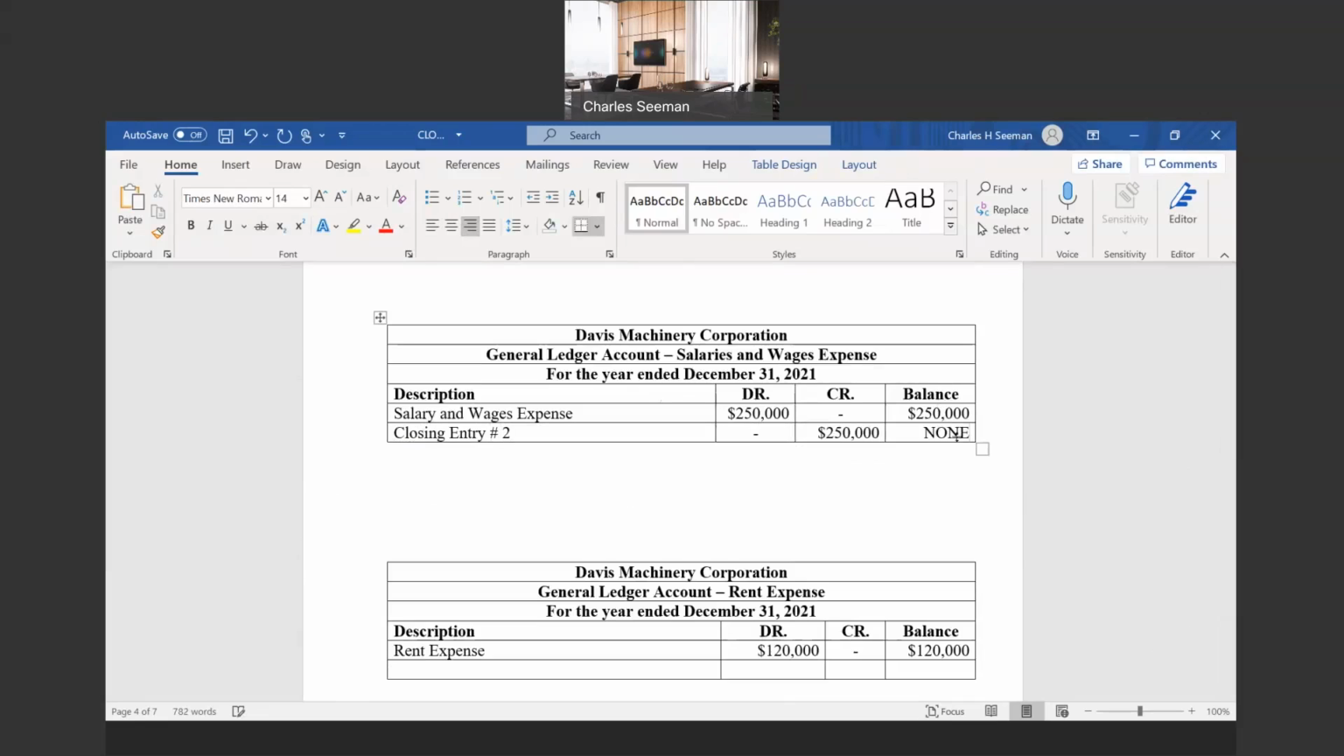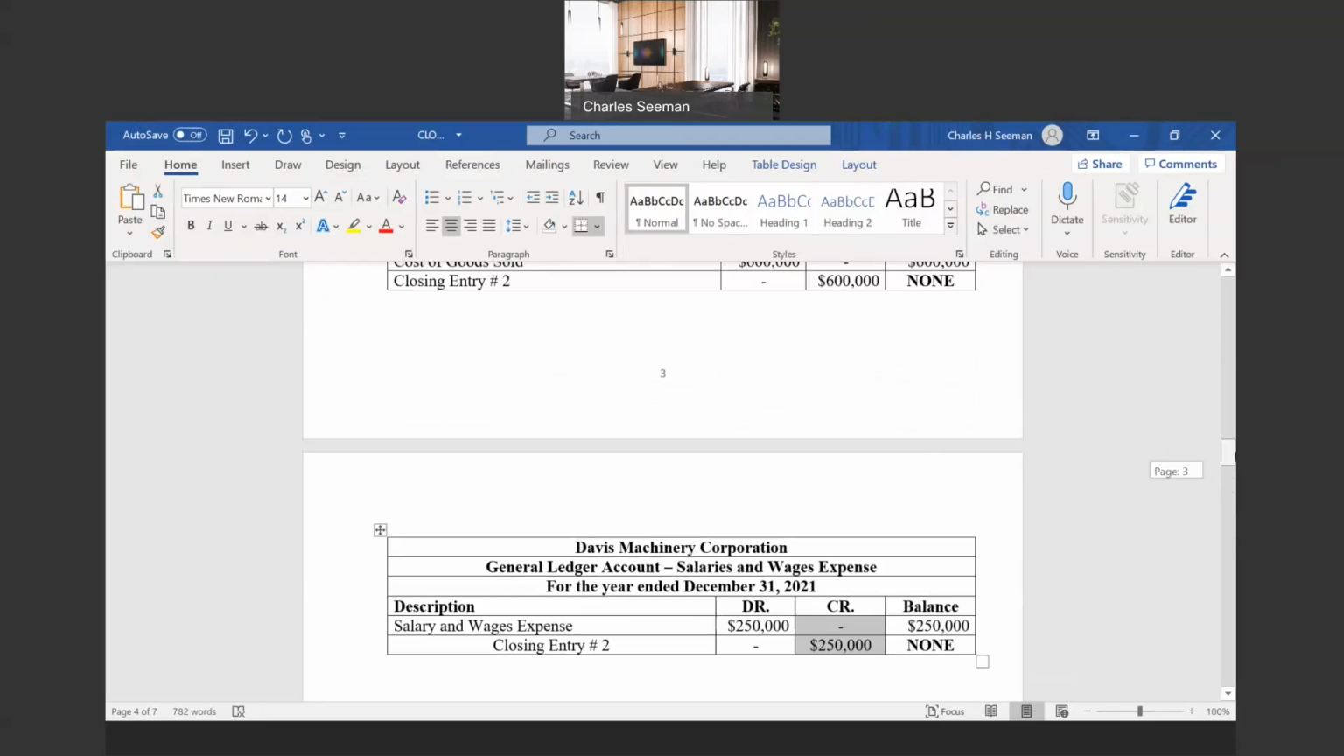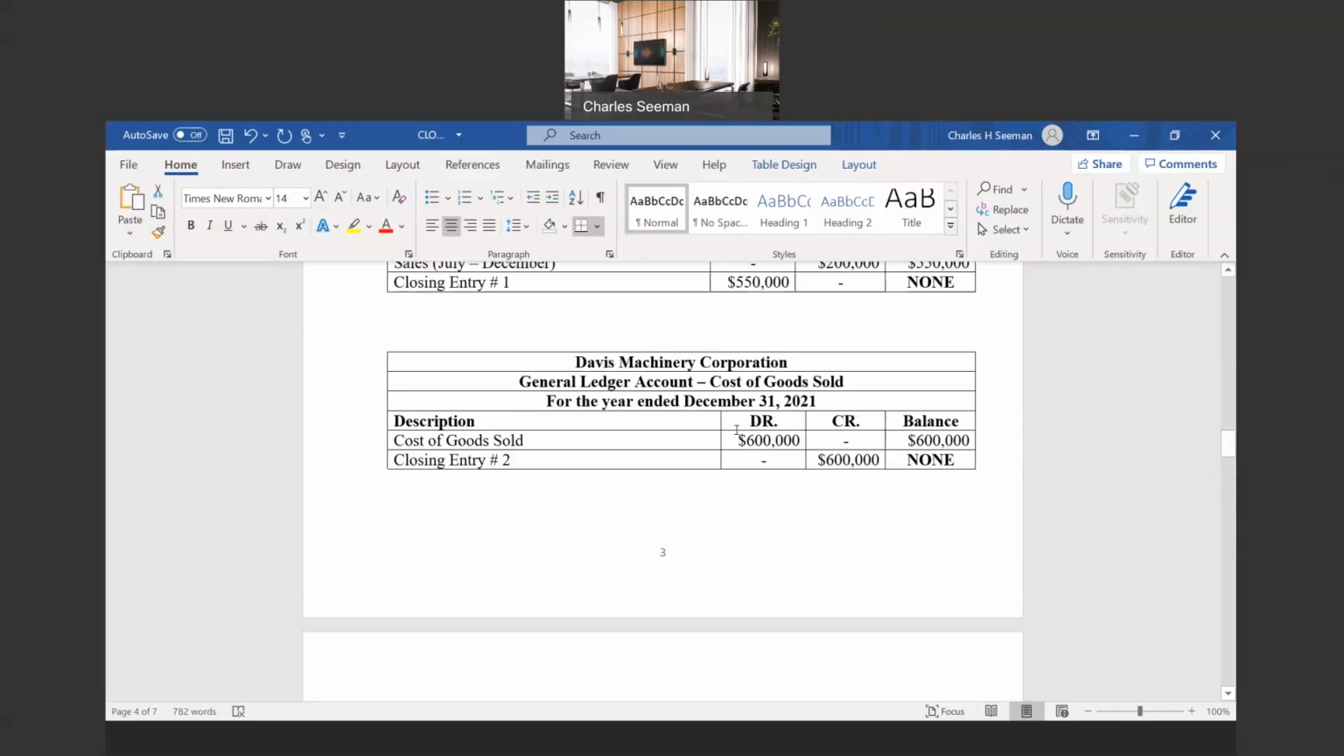And I'm going to zero it out. That's why I'm putting none, because the balance in the account is zero. By zero, I mean there are $250,000 worth of debits and $250,000 worth of credits. In the cost of goods sold account, there are $600,000 worth of debits and $600,000 worth of credits.